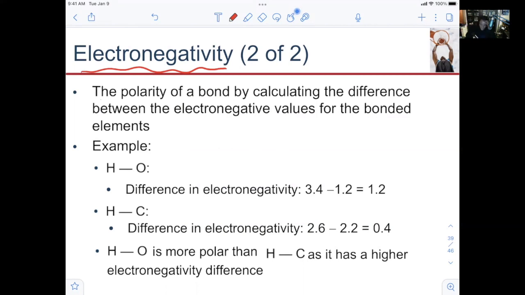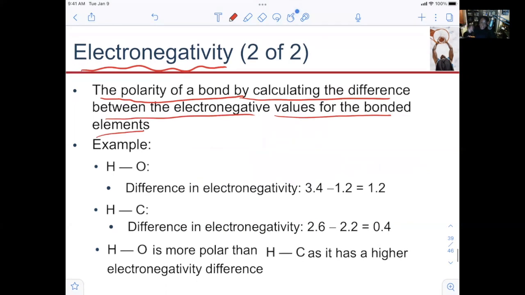The polarity of a bond is something you want to know how to figure out by calculating the difference between the electronegativity values for the bonded elements. The bonded elements either have the same electronegativity or a different electronegativity. Whatever it is, you subtract, because it's by difference. You subtract the two values and then find the absolute value, which means if it's a negative number, multiply by -1 to get the positive value. We use this symbol in math.